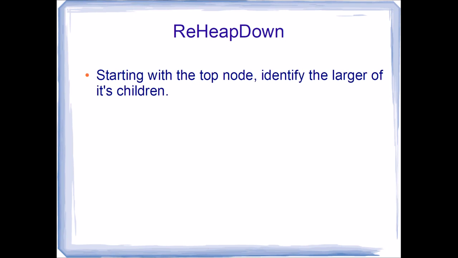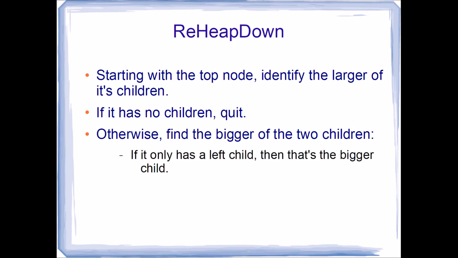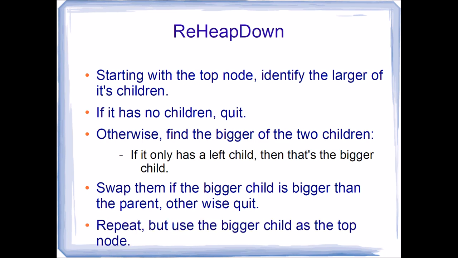Starting with the top node, the root node of the tree, identify the larger of its children. If it has no children, quit. Otherwise, find the bigger of the two children. Now, if it only has a left child, then that's going to be the bigger child. If the bigger child is bigger than the parent, swap them. Otherwise, we're going to quit. We'll repeat this, but we'll use the bigger child as our new top node.